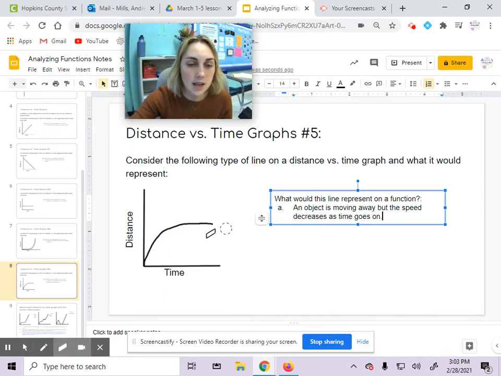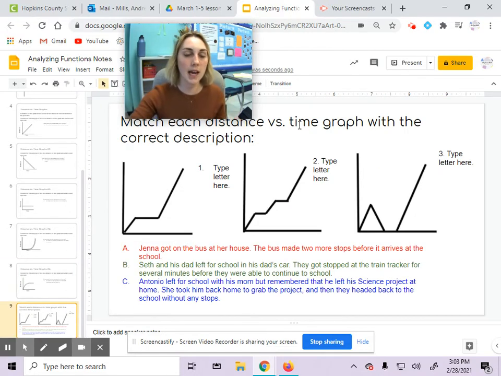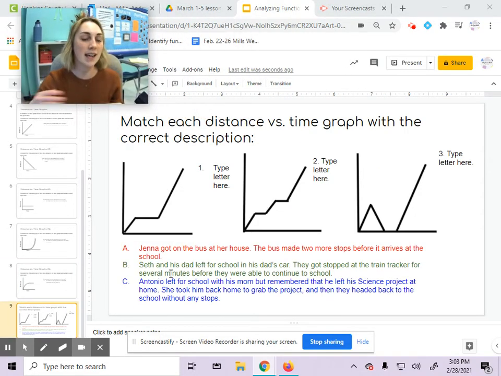All right. And the very last slide we have here is, now we're going to apply what we just learned. We're going to start analyzing these functions and putting the correct story with the correct line. So all these are distance to time graphs. That means your x-axis is time. So this is as time increases, and then this is as your distance would increase. So that's all of these right here. And I'll make sure to write that down before I post this. Make sure you know that this is time, this is distance. But we are going to match each distance versus time graph with the correct description.